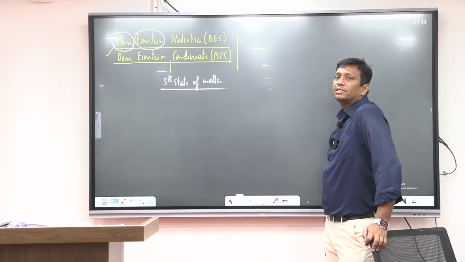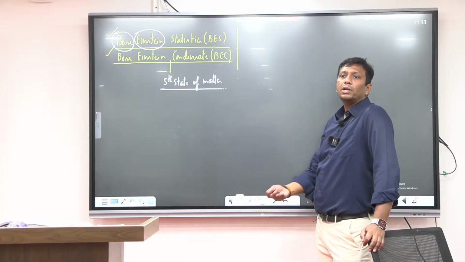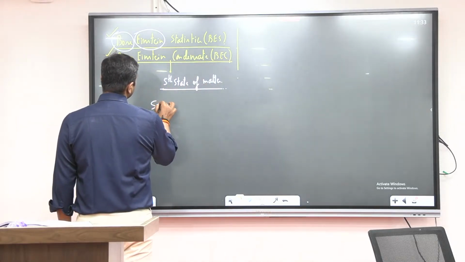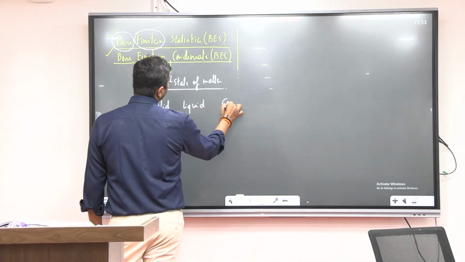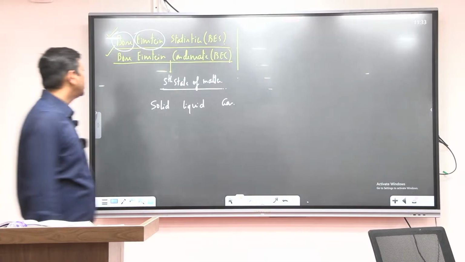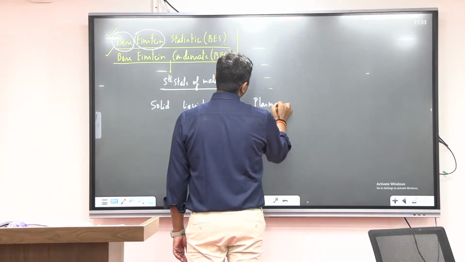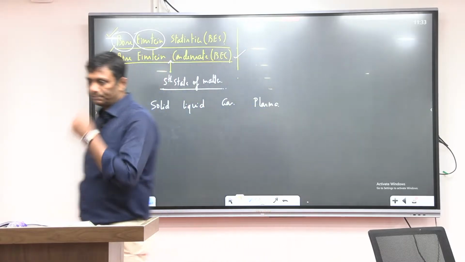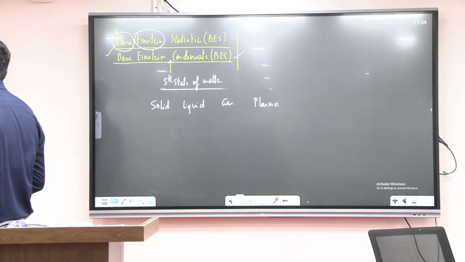What is the meaning of the fifth state of matter? If you read science in the 9th and 10th standard, if you read the NCERT book, you will see that solid, liquid, gas, these three states of matter are mentioned inside your book. The fourth state of matter is called plasma, and the fifth state of matter is called Bose-Einstein condensate.